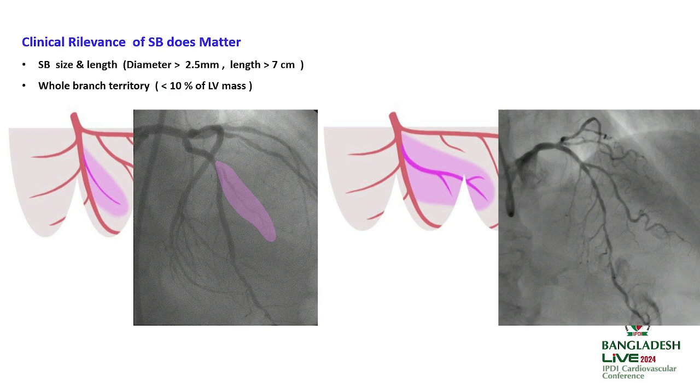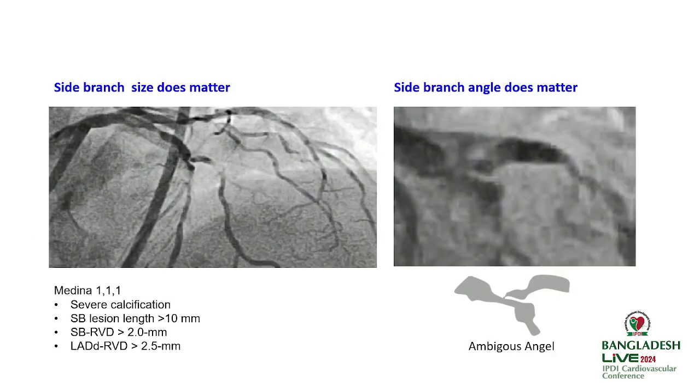And if it is important, like when the mean size is more than 2.5 and length more than 7 centimeters, then it's covering more than 10% of left ventricular mass, then I think you have to care about it and you have to select your strategy according to the anatomy and the characteristics of the bifurcation.